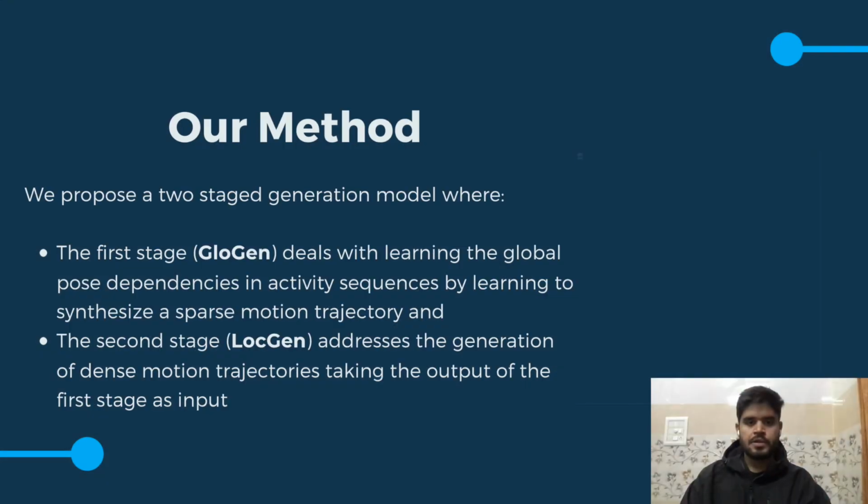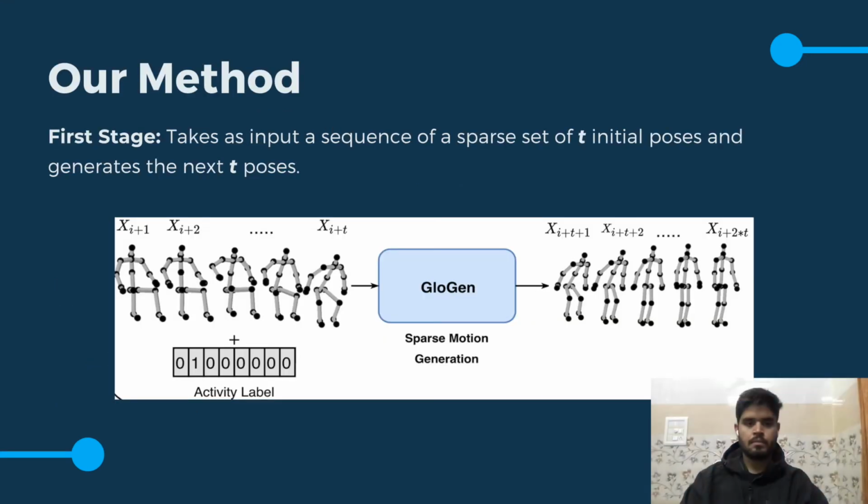We propose a two-stage generation model where the first stage, GlocalNet, deals with learning the global pose dependencies in activity sequences by learning to synthesize a sparse motion trajectory. And the second stage, GlocalGen, addresses the generation of dense motion trajectories, taking the output of the first stage as input. The first stage takes as input a sequence of a sparse set of t initial poses and generates the next t poses.